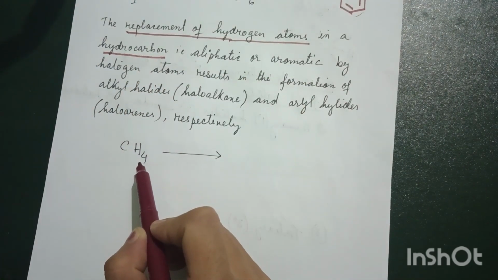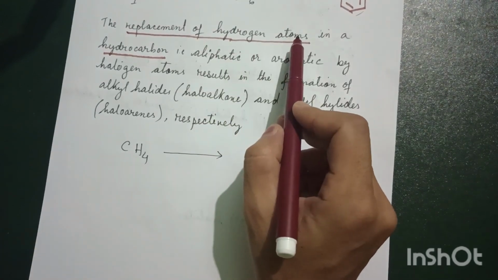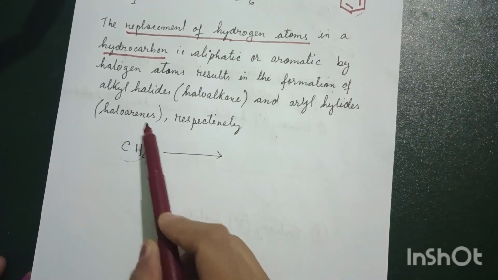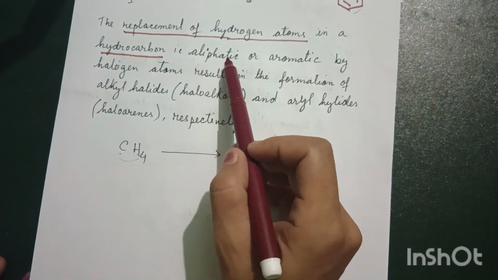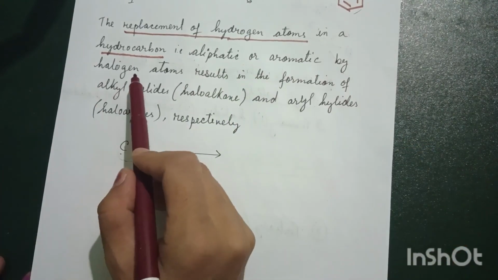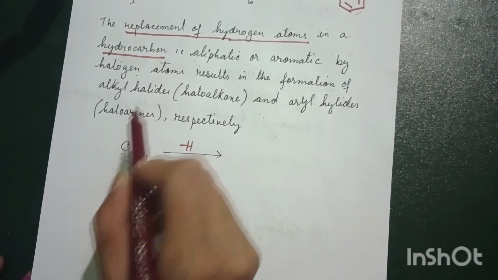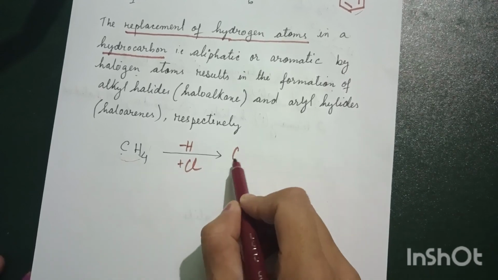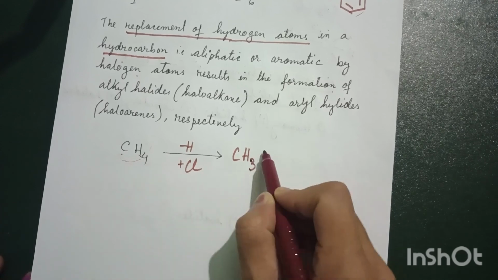How many hydrogens are here? 4 hydrogens. We are going to replace hydrogen atoms. You can replace one hydrogen atom, you can replace 2 hydrogen atoms. So this is a hydrocarbon made up of carbon and hydrogen, aliphatic or aromatic, and the hydrogen is replaced by halogen atoms. Let us remove one hydrogen and replace it by chlorine. Initially it was CH4, now it will be CH3Cl.